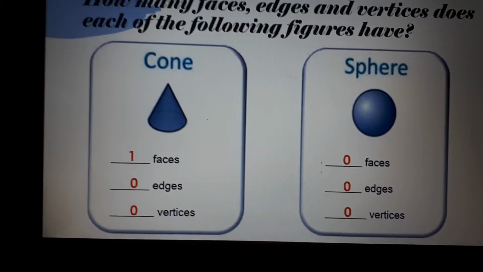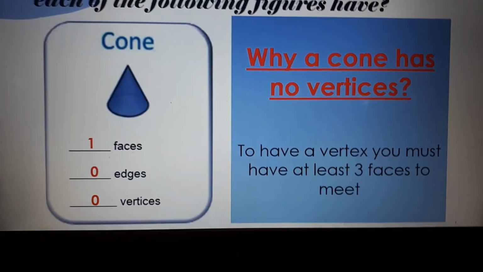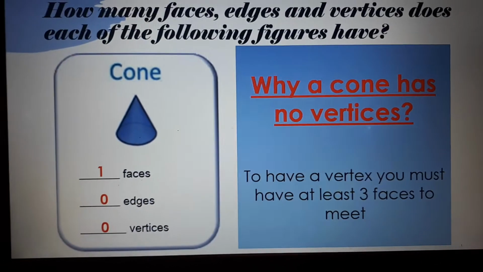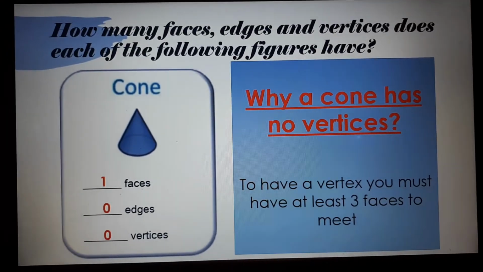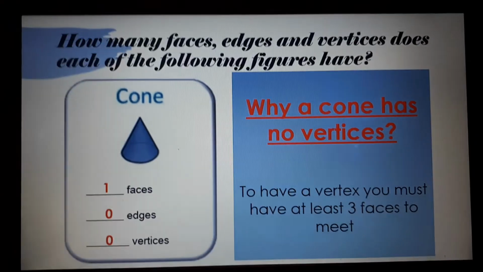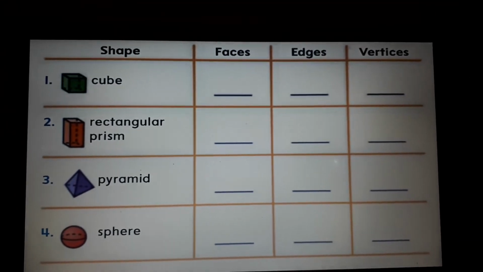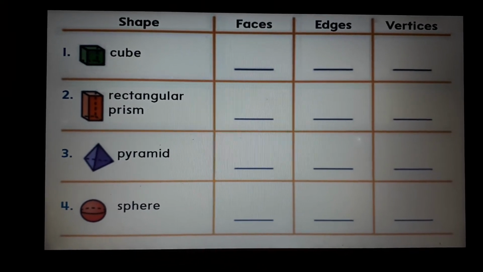As I told you, why does a cone have no vertices? To have a vertex, you must have at least 3 faces meeting. And in the cone, we don't have faces to meet except one, and that one is far away from the vertex. Here, this question is in your book. Come on, let's solve it together.